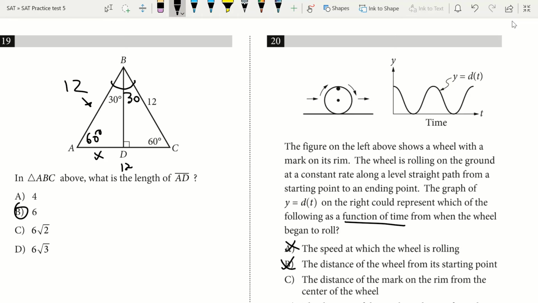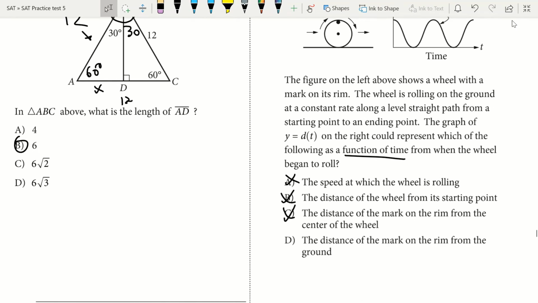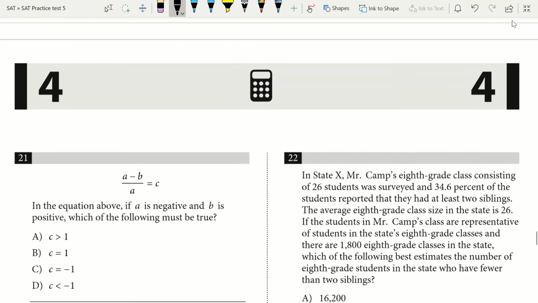The distance of the mark on the rim from the center of the wheel, that's constant. That's just the radius. It'd be a straight line. The distance of the mark on the rim from the ground, that will fluctuate as the little dot goes from the bottom to the top, right? So that one's going to give us our up and down pattern like we see in the graph. So the choice is going to be D.